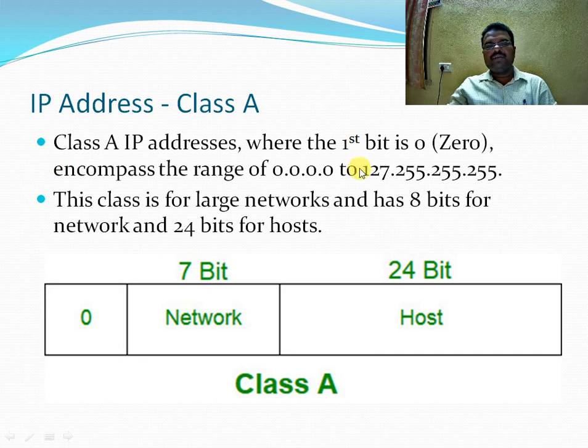The class A IP addresses where the first bit is 0 encompass the range of 0.0.0.0 to 127.255.255.255. This class is for large networks and has 8 bits for network and 24 bits for hosts. So in the 32-bit address of class A, the first 0 identifies that it is a class A address, 7 bits are used to identify the network, and the remaining 24 bits are used to identify the host.